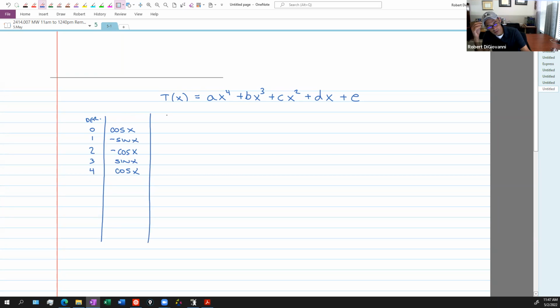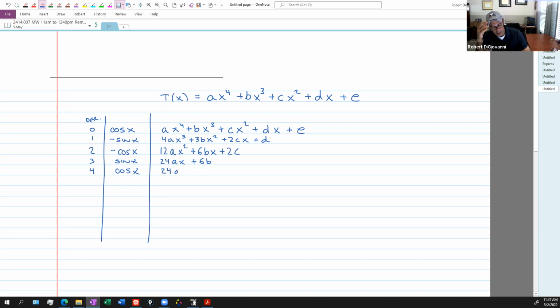Let's list out the T. So we get ax to the fourth plus bx cubed plus cx squared plus dx plus e. That's the original function. The first derivative is 4ax cubed plus 3bx squared plus 2cx plus d. The second derivative is 12ax squared plus 6bx plus 2c. The third derivative is 24ax plus 6b. And then finally, 24a will be our fourth derivative. Y'all following what I'm doing there?